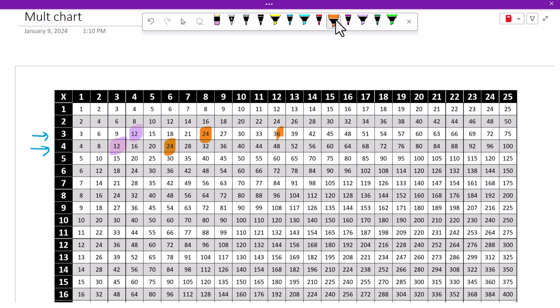24 works. 36. Technically, any of these combinations, as long as you're making the bottom the same, works. But we try to pick the smallest one. It makes our numbers the smallest, so it makes it easier to work with and saves a step later on simplifying.